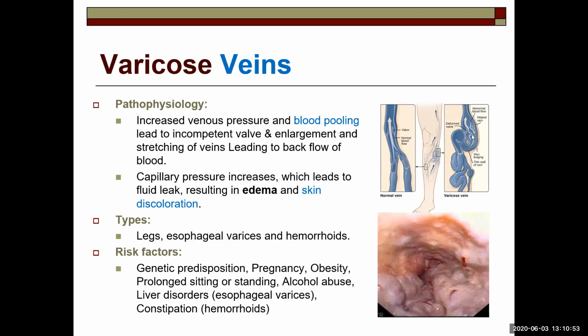You could have them in different areas, not only in the legs or arms, most likely in the legs, but you can have varicose veins in the esophagus. You can have varicose veins in the rectum. So this is an esophagus with varicose veins in it. See the bumps in here, those are varicose veins. Again, it's due to incompetent valves.